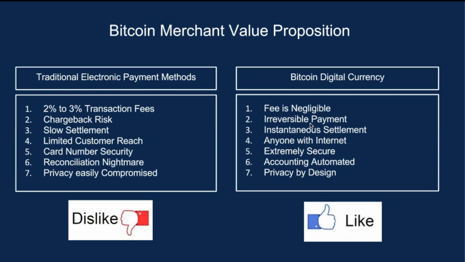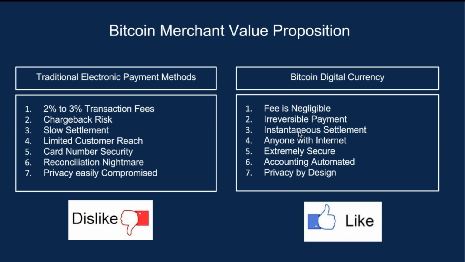Payments on the Bitcoin network are irreversible, so chargeback risk is gone. Traditional methods have slow settlement; Bitcoin has instantaneous settlement. Traditional electronic methods have limited customer reach; with Bitcoin, anybody on the internet who has Bitcoin can participate. There are all kinds of conversations and concerns around card number security, while Bitcoin is extremely secure.